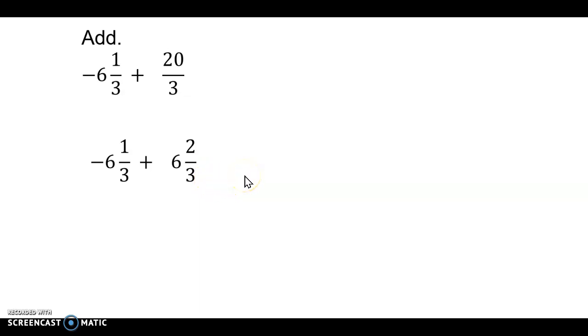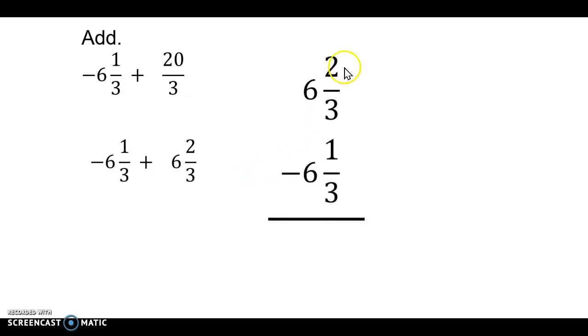Now, since I'm using mixed numbers, you always want to put the bigger one on top. So I like to stack them. And then, since one's negative, one's positive, I'm going to subtract. 2/3 minus 1/3 is 1/3, and 6 minus 6 is nothing. So we end up with 1/3, and it's positive because there are more positives, because 6 and 2/3 is bigger, and it is positive.